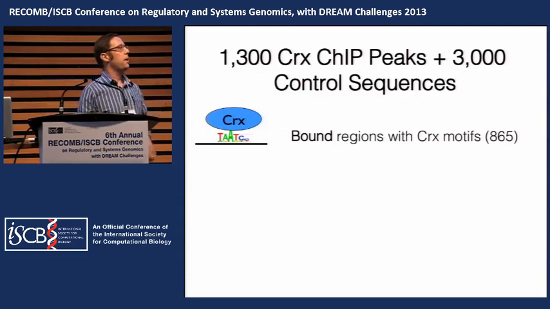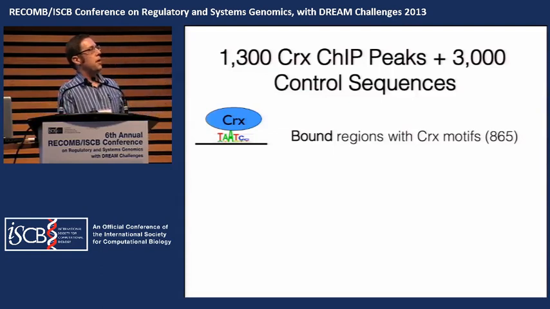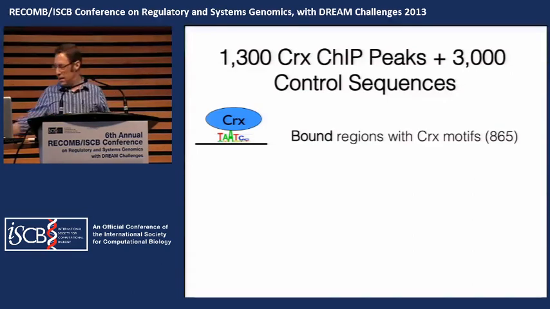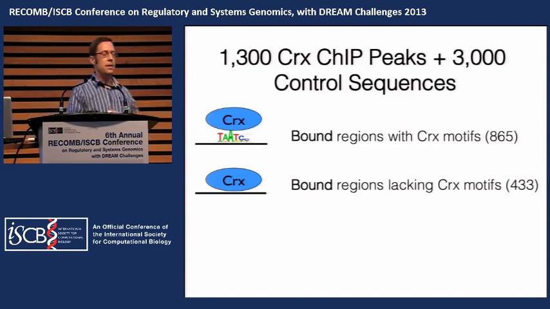So this is what I put into the library. I took about 1,300 CRX ChIP peaks, including bound regions, ChIP peaks that had CRX motifs. And as a control, I also had a matching set of regions where the motif was abolished by a point mutation. I also included bound regions from ChIP peaks that did not have a recognizable CRX motif.